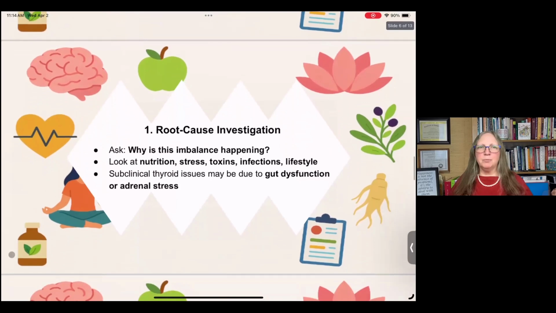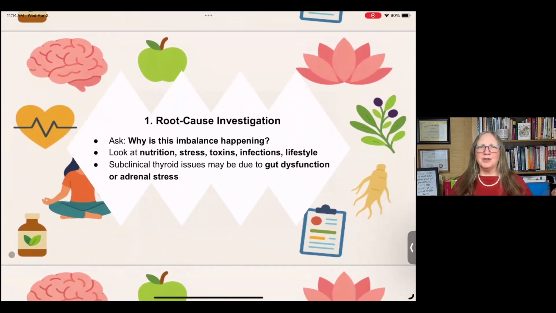We'd really love to keep you healthy instead of have to fix you when it's over with. So how do we do that? Instead of treating the surface level problems, we dig deep to uncover what's really driving the problem. So we ask the question, why is this imbalance happening? We're looking for root causes.